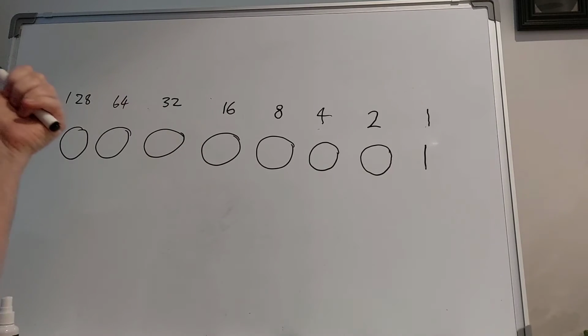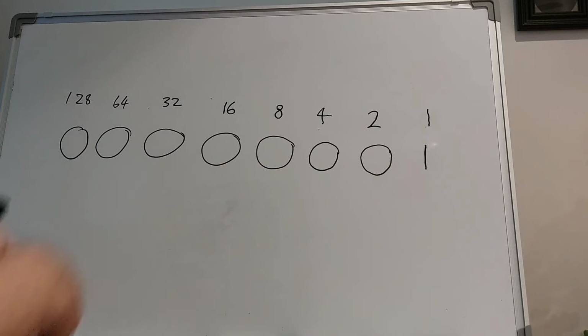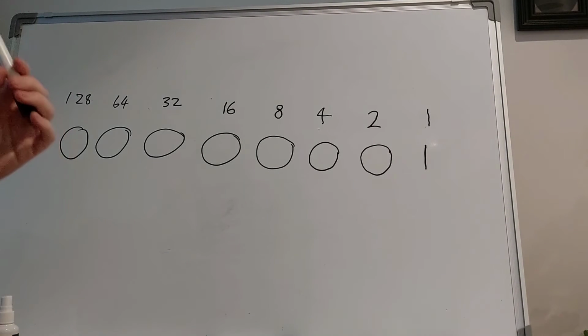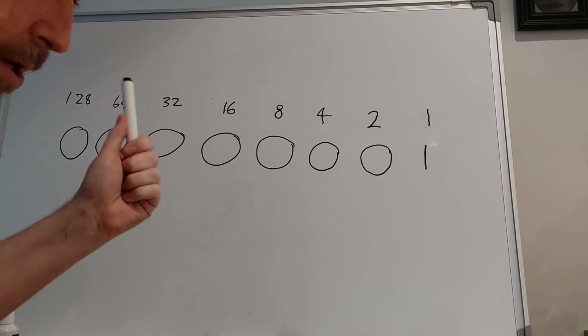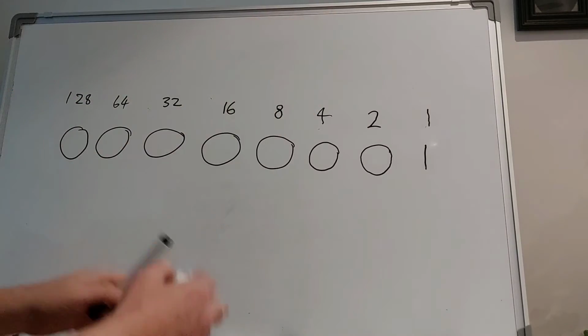If you turn on the light of a number that's over it, say for example we're after 30 and we turn on the 32, well we've gone over, that's not going to work, we've gone too far. So you have to turn on a light that's either the same as the number you're looking for or less than it. And you go in that order, so I'll show you what I mean.